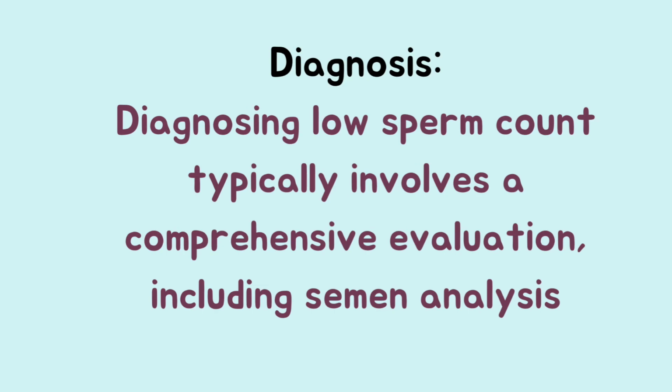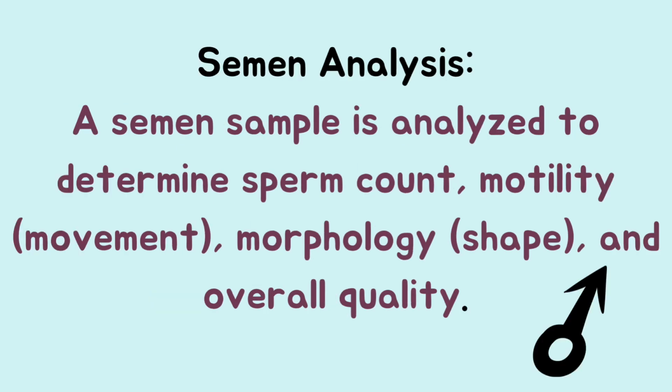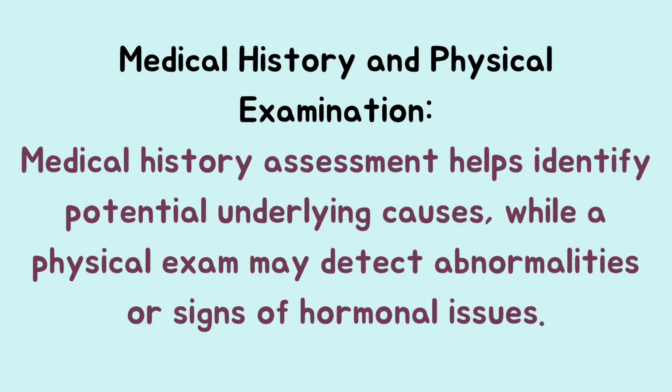How do we diagnose low sperm count? We do a comprehensive evaluation, including analysis of the semen. So we tell someone to ejaculate in a test tube, then we can analyze. So semen analysis is done, we get a sample, and then we determine the count, the movement of the sperm, then the morphology. Some sperms have 2 heads, others 2 tails.